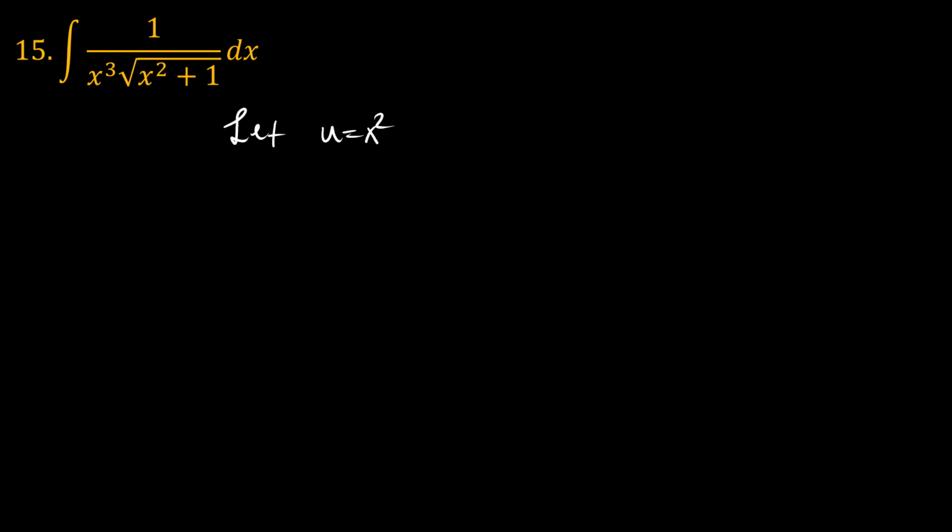Problem number 15. This problem is quite involved, so we're going to go a little bit slower in trying to solve it. So the first thing I would like to do is say let u be equal to x squared, meaning that du would be equal to 2x dx. Therefore, 1/2 of du could be used to substitute for x dx.